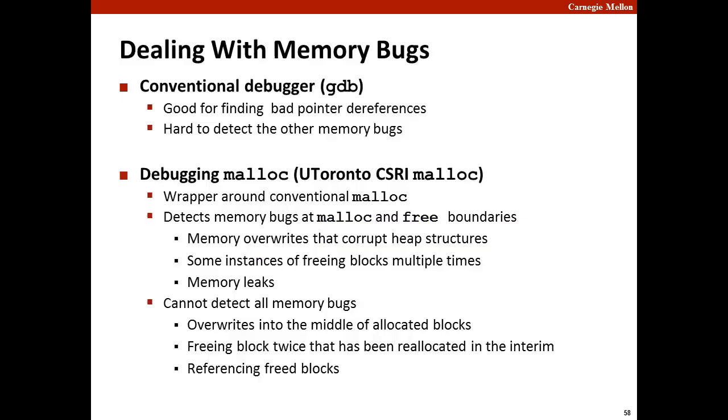Dealing with memory errors. GDB is your friend. If you get a seg fault, GDB can show you exactly where it happened. Maybe that's not where the problem is, but that's exactly where you first saw the problem. It's great. We have a debugging malloc. Environment variables control the behavior of malloc, and it can help you find all sorts of problems.